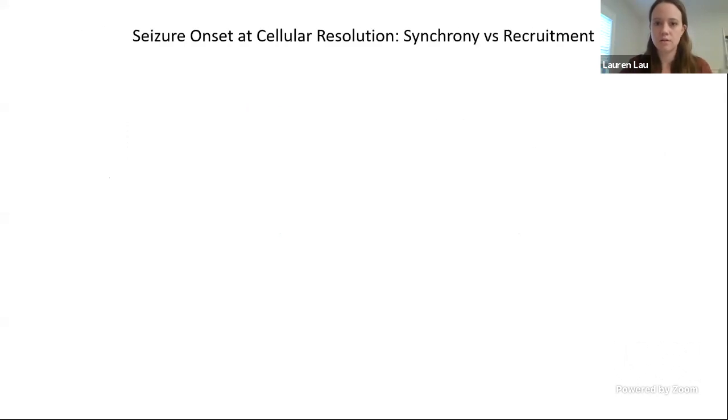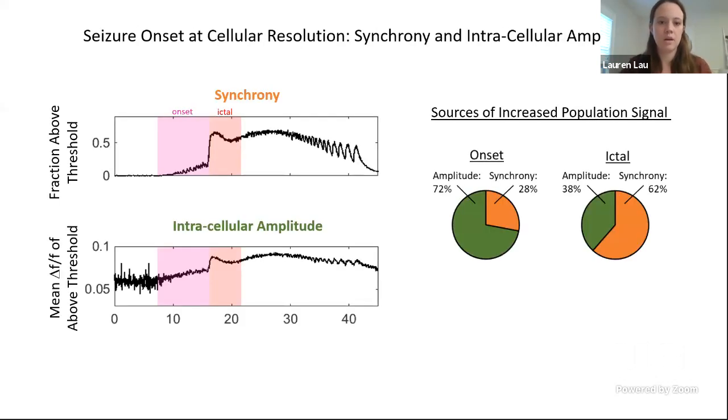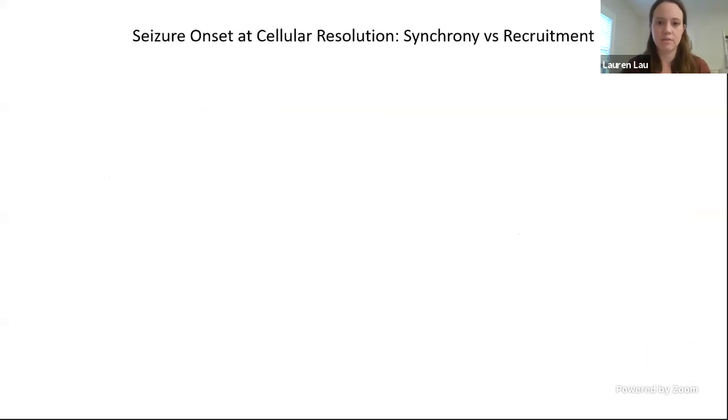And the final part in considering this question of how this signal is increasing is to separate synchrony versus recruitment. So jumping back here, you may imagine that as the fraction of active cells increases, and particularly with this large jump at the transition from onset to ictal, this is largely due to a brand new population of cells being recruited at this next phase of activity.